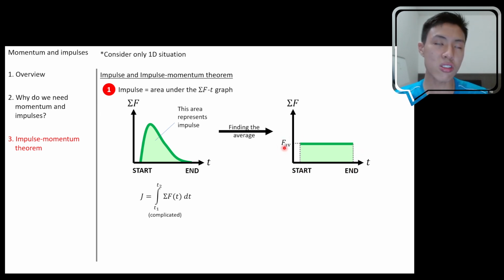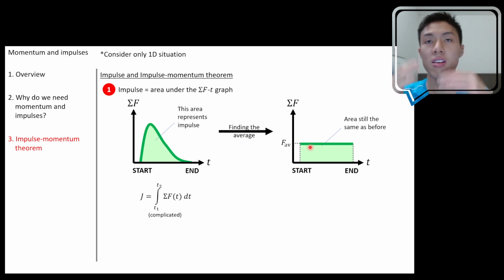What we need to be careful about is that this area under here, which represents impulse, should still be the same if you find the average for the force. So this area should still be the same as before. So the impulse does not change. What we change is just the changing force. We find an average to it.